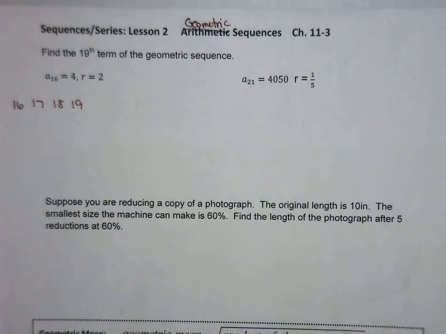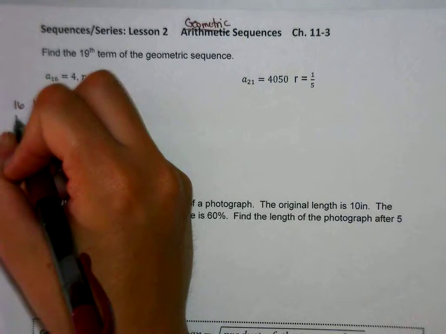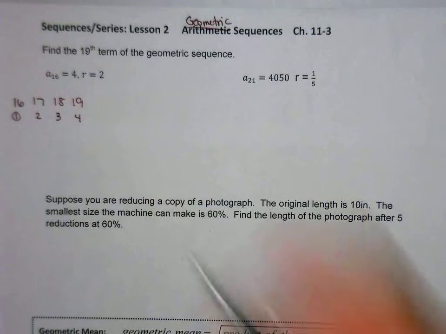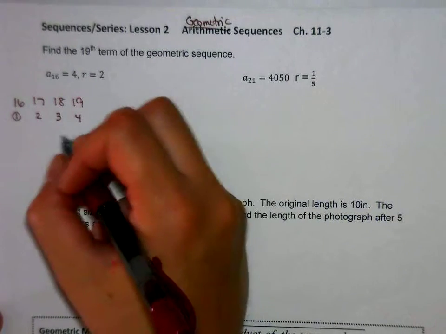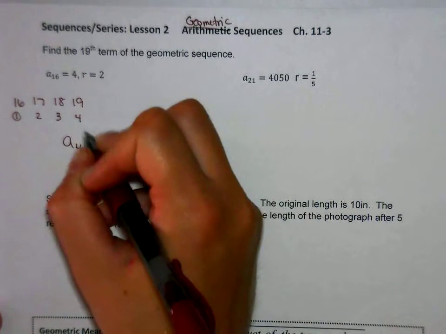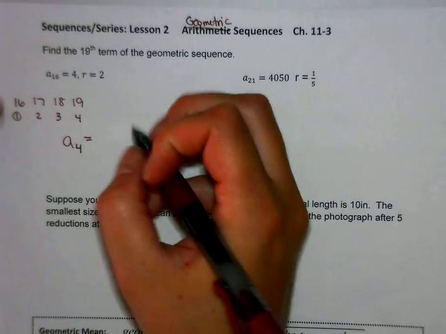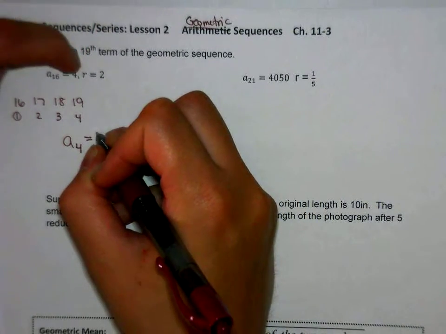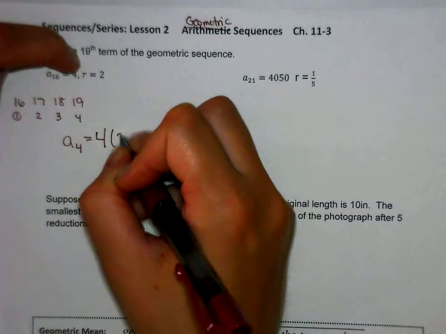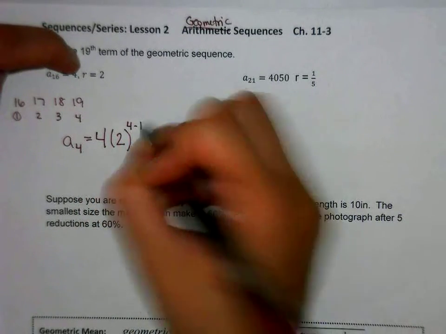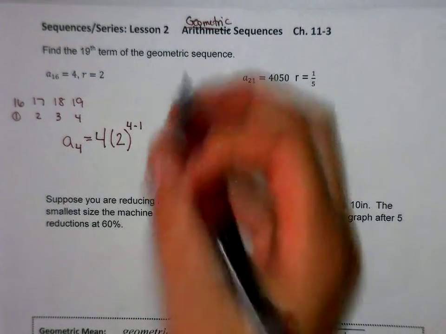So what we can say is, okay, we're going to replace 16, say this is our first term. So this will be second, third, fourth. If we want to find the 19th term, which is really our fourth term, based off of where we're starting here, our first term is 4, our common ratio is 2, and we want to find the fourth term. So 4 minus 1 is 3.